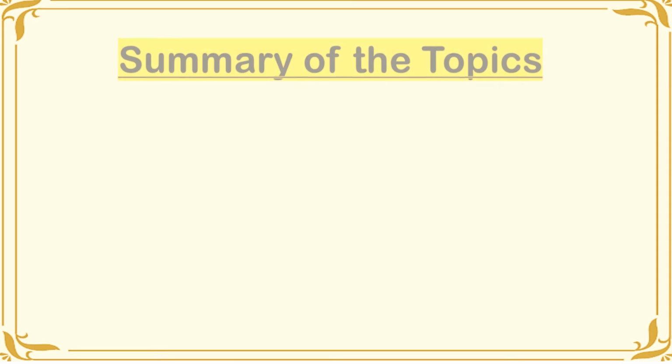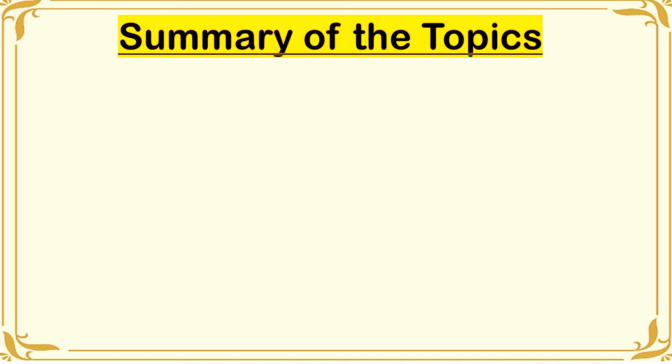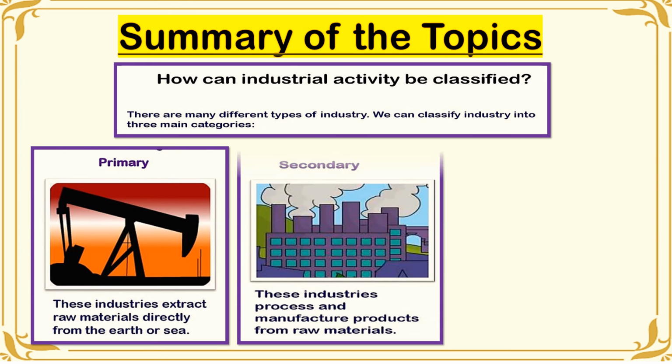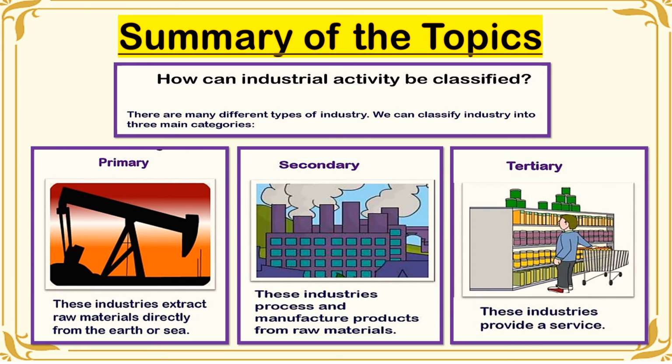Let's have a short summary of the topics that we just discussed. So how can industrial activity be classified? It was classified into 3. There are many different types of industry, but we can classify industry into 3 main categories, which are the primary industry, the secondary industry, and the tertiary industries.